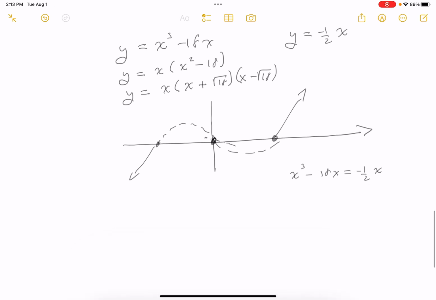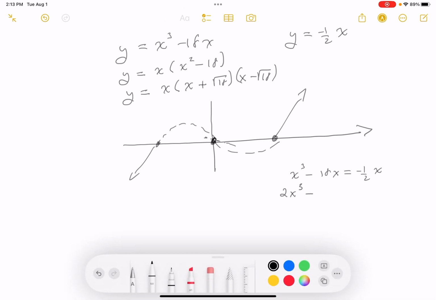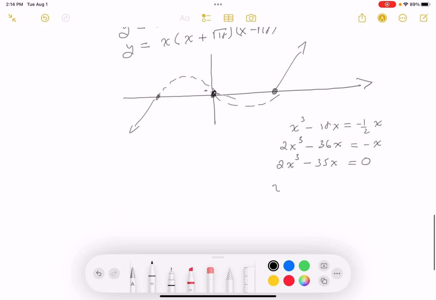Let's just go through that. And I'm going to multiply both sides by 2. So you get 2x cubed minus 36x equals, that's going to be what? If I multiply by 2, that's going to be minus 2x. Not 2, I'm sorry, I made a mistake there. That's going to be minus x. All right, let me see what I've done so far. So I got 2x cubed minus 36x minus x. Let's keep going. 2x cubed minus 35x equals 0.